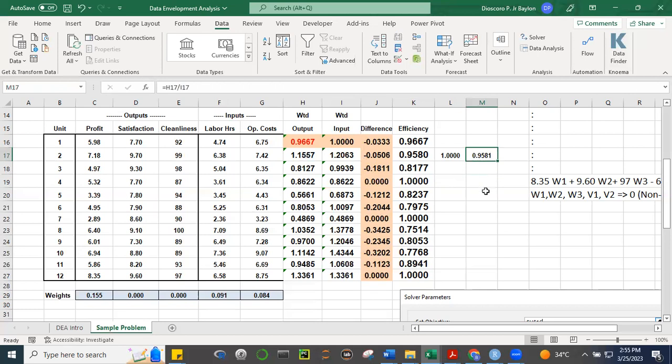All right. But that's not it, class. This is not the efficiency of unit number 2, because for unit number 2 you have to run the Solver. So let's use Solver. Let's go back to Data, Solver.